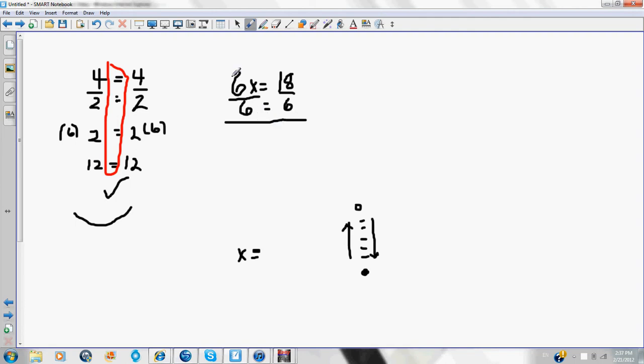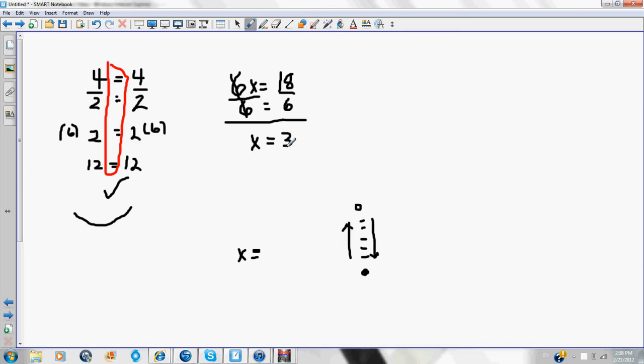Okay, now the 6 divided by 6, we did that so that the 6 would go away. 6 divided by 6 is 1. You bring the x down, and essentially you've got 1x there. But in algebra, we don't put the 1 there because it's understood. Okay? Bring the equal sign down. 18 divided by 6 is 3. So our answer is x equals 3.